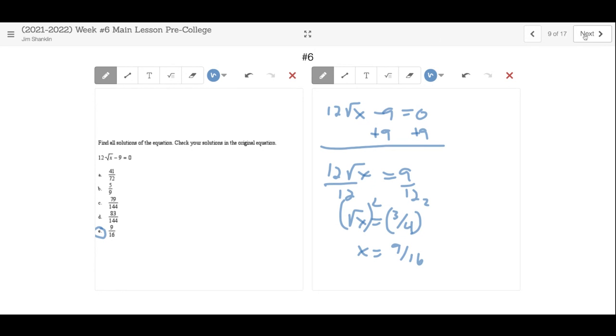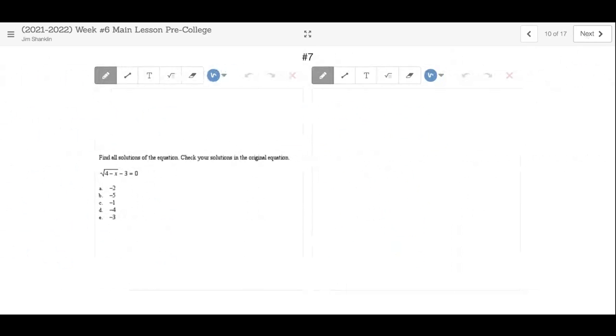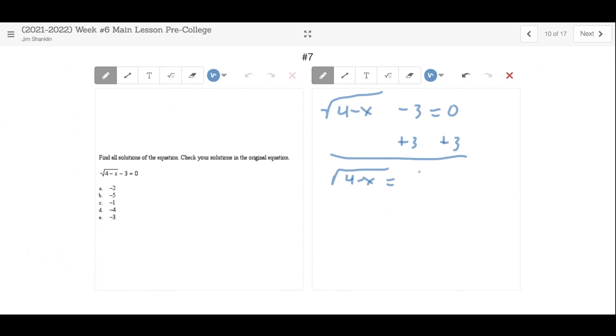Number 7 on this week's practice, we have find all the solutions of the equation. Check your solutions in the original equation. Now, obviously, you don't have to check your answers, but in this problem, I've got a radical. So I've got the square root of 4 minus x, minus 3, is equal to 0. Everything that's underneath the radical can't move, but I can move this plus 3. So I'm just going to add a 3 to both sides. So I'm left with the square root of 4 minus x equals 3. Now the radical is isolated, so I can square both sides.